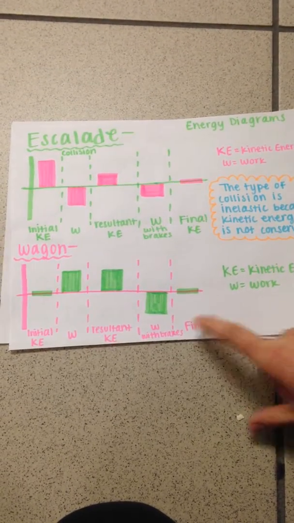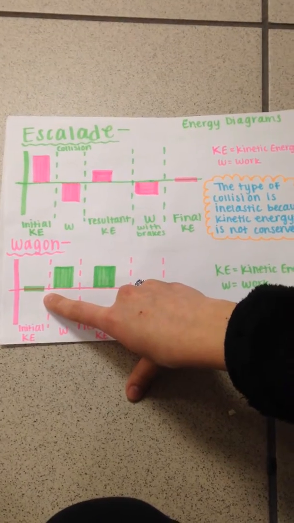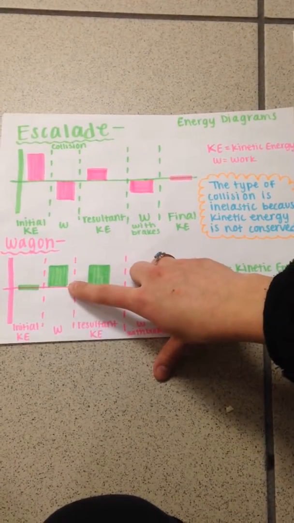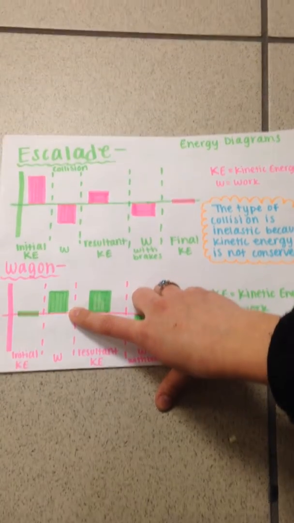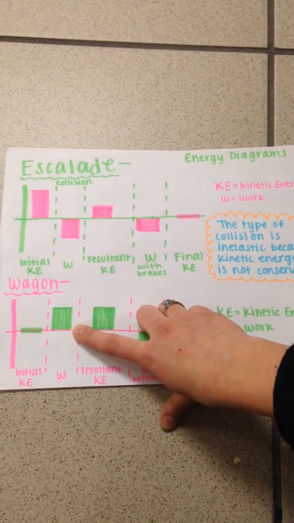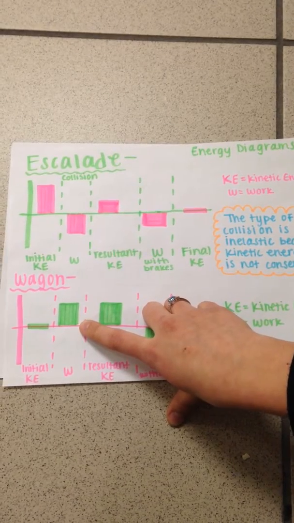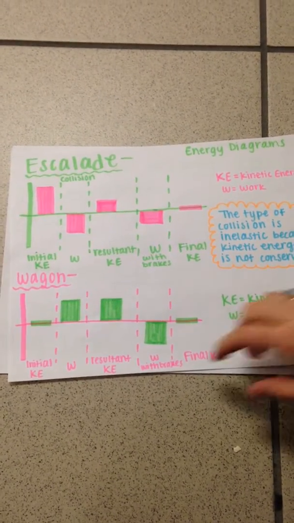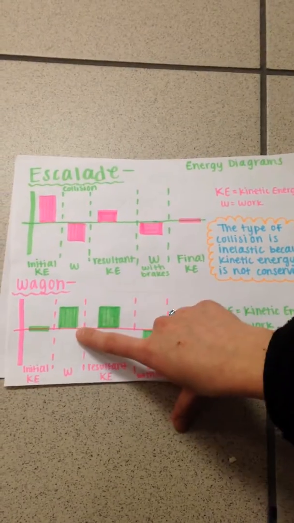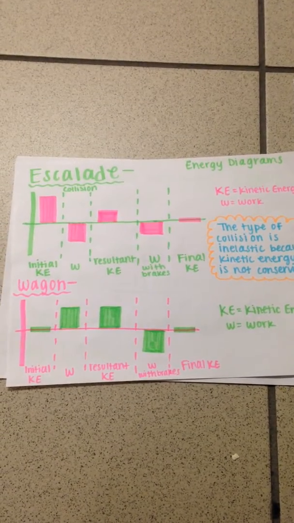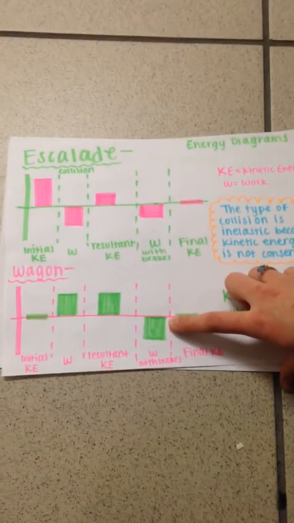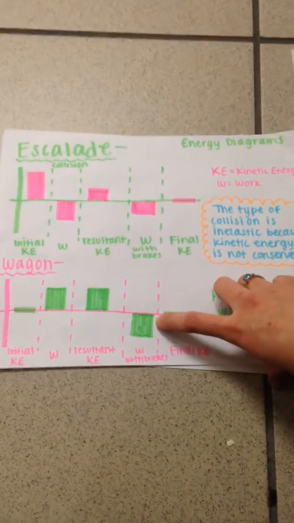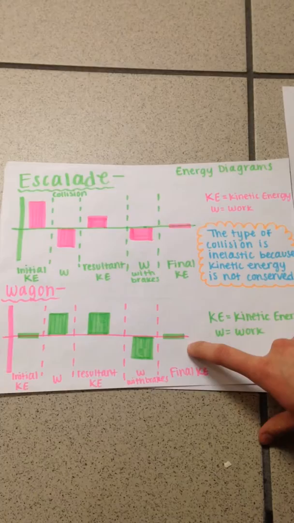For the wagon, the energy diagram shows that initial kinetic energy is 0 because the car was initially at rest. After the collision, the work is positive because the wagon goes in the same direction as the force of the SUV colliding with it. The resultant kinetic energy is the same as the work, and the work with the brakes is negative because the car goes in the opposite direction than the force of the brakes, and the final kinetic energy is 0 because the car stops moving.